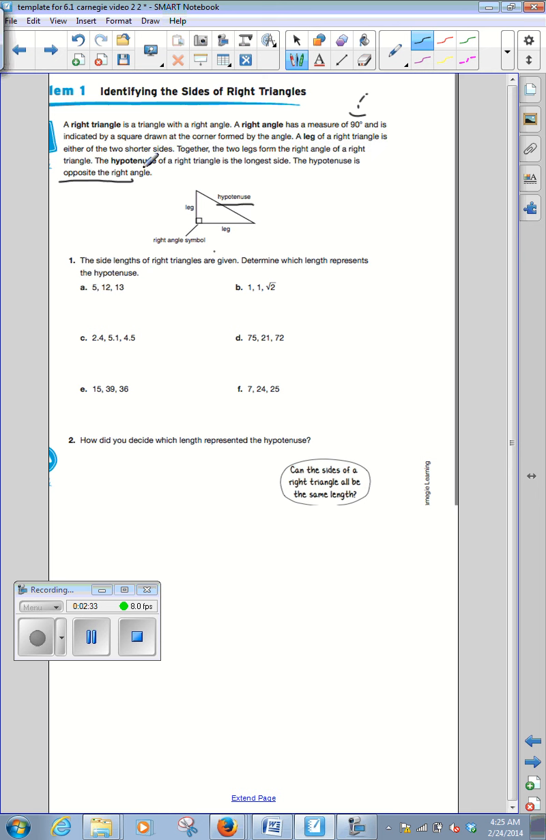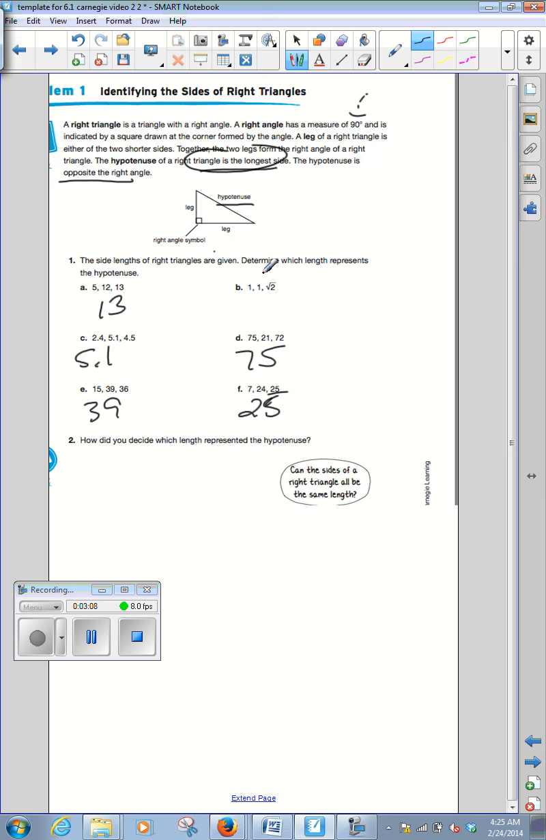So the hypotenuse is the longest side, as it says up here in our paragraph of text. That means out of these three, we need the longest side. For A, the longest of those three numbers is 13. So the hypotenuse is 13. I'm going to come back to B in just a second. Here the longest is 5.1. Here the longest is 75, 39, and 25.